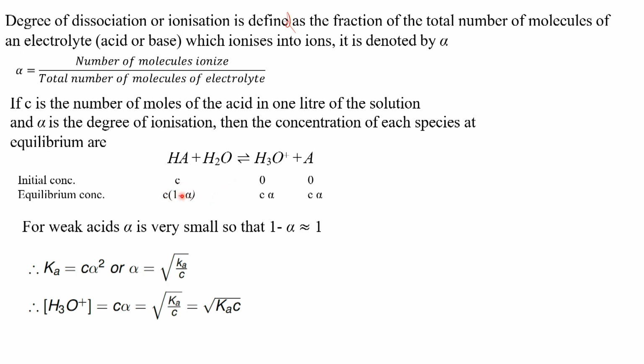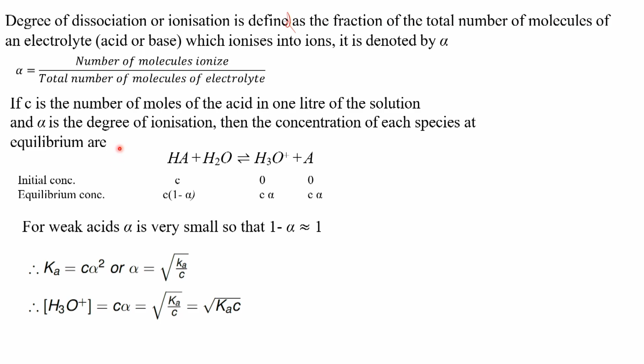For 1 mole it is 1 minus alpha; for concentration C of HA, we multiply by C. The concentration of H3O+ is C alpha, and the concentration of A- is also C alpha, because the concentrations of H3O+ and A- are the same here. For weak acids, alpha is very small compared to 1, so we can neglect alpha and directly write 1 minus alpha as 1.